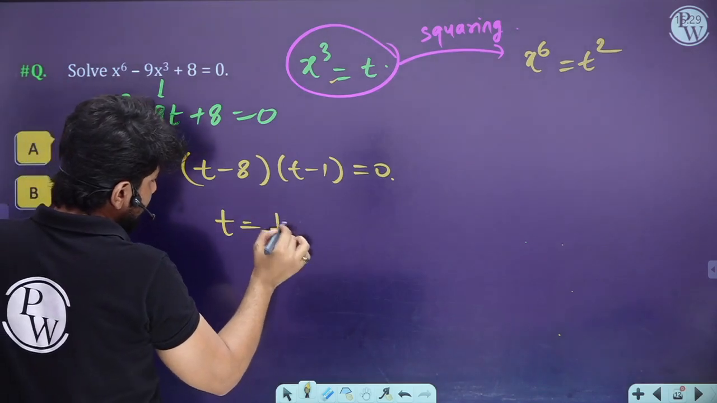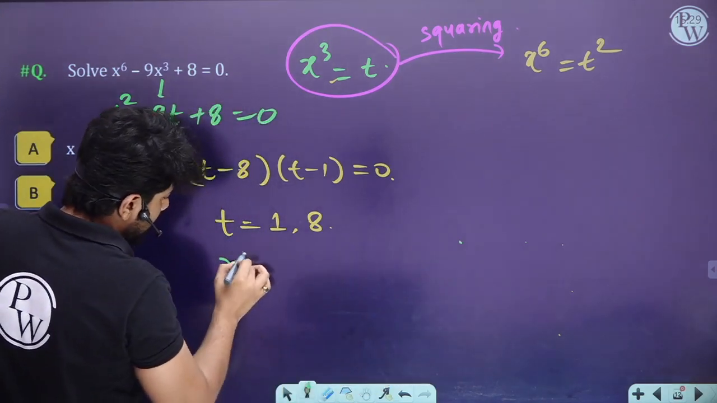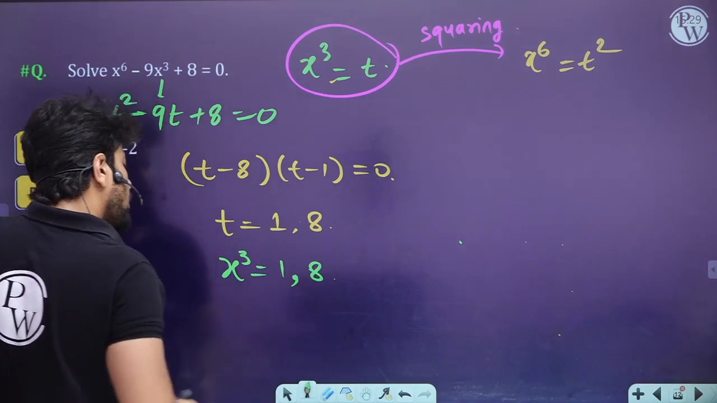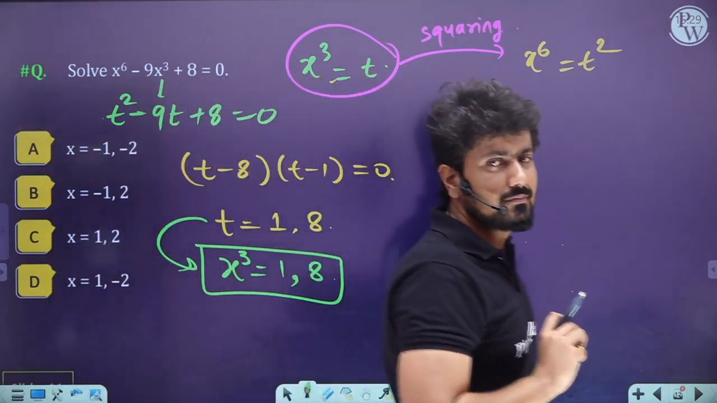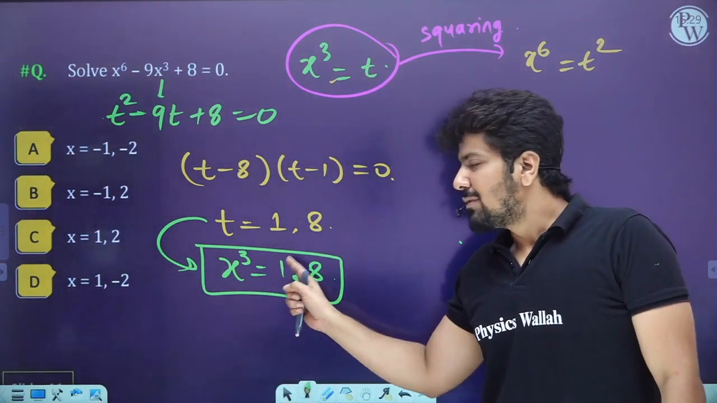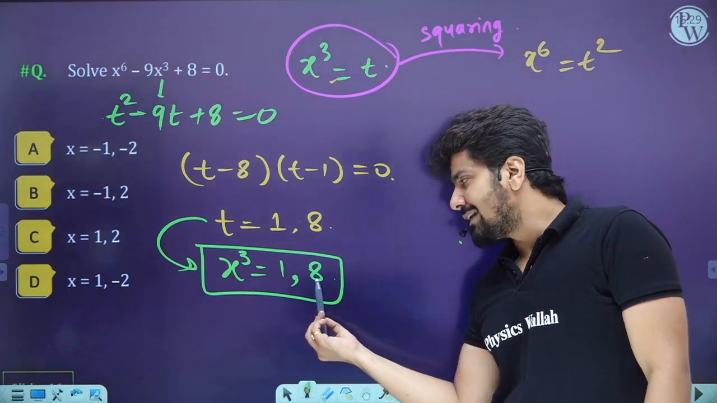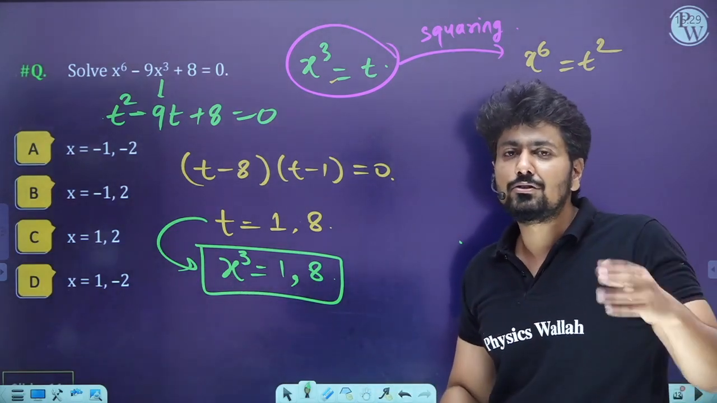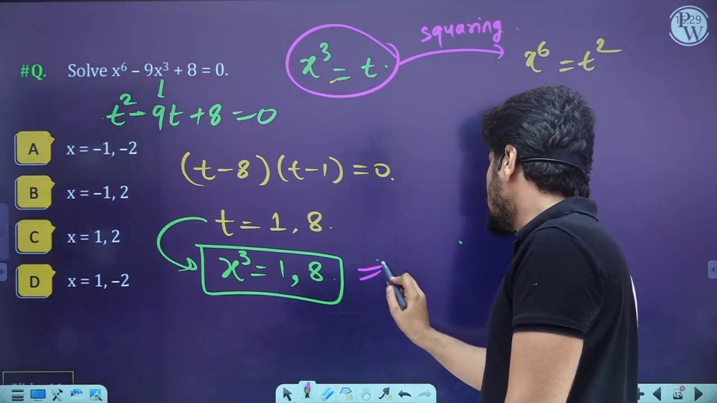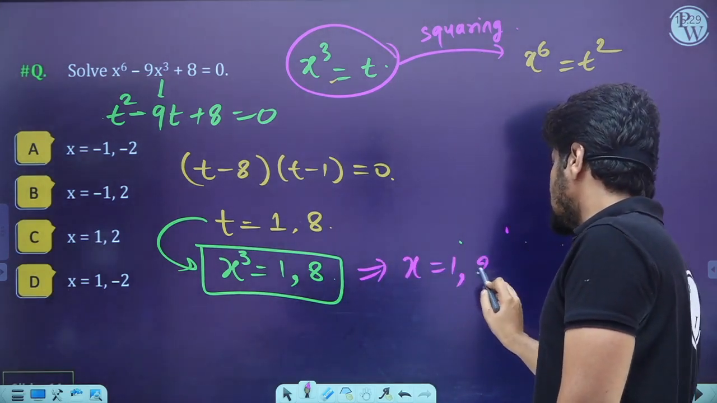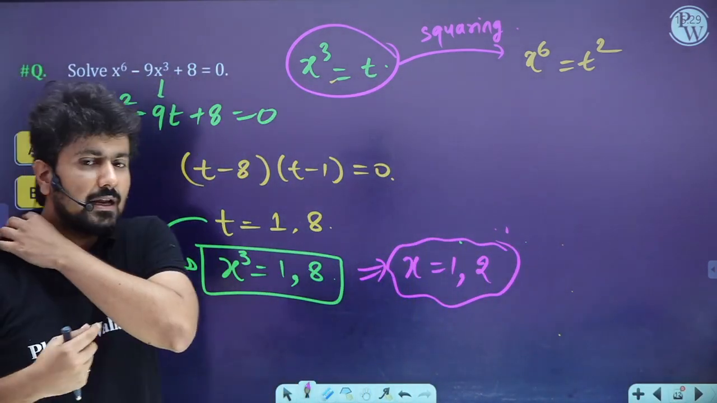Two values of t we are getting from here, 1 and 8. And we have considered t as x cube. So x cube is either equal to 1 or equal to 8. Now, what's the value of x? If the cube of a number is 1, that number is also 1, because 1 cube is 1. If the cube of a number is 8, whose cube is 8? 2 cube is 8. So the values of x we are getting from here are x is equal to 1 and x is equal to 2. Some of the students make a very silly and very basic mistake.